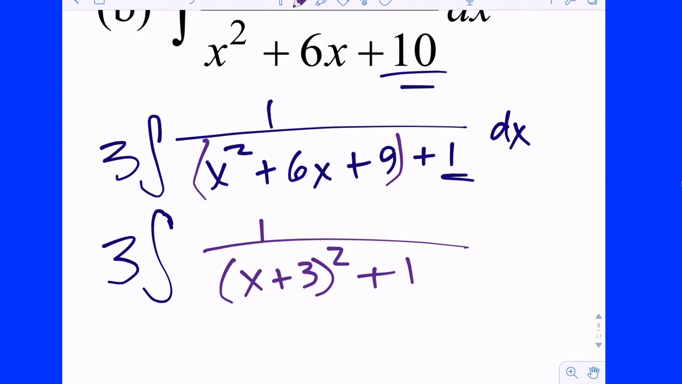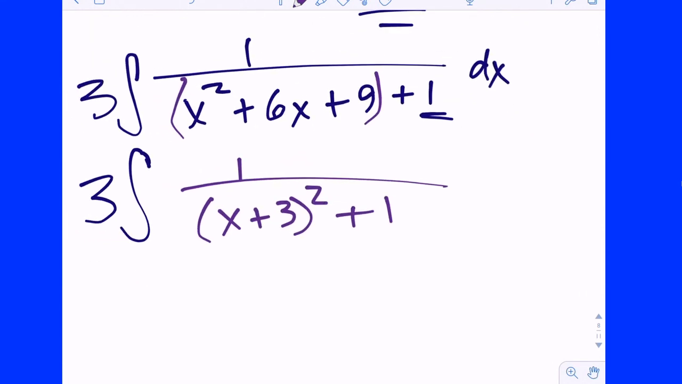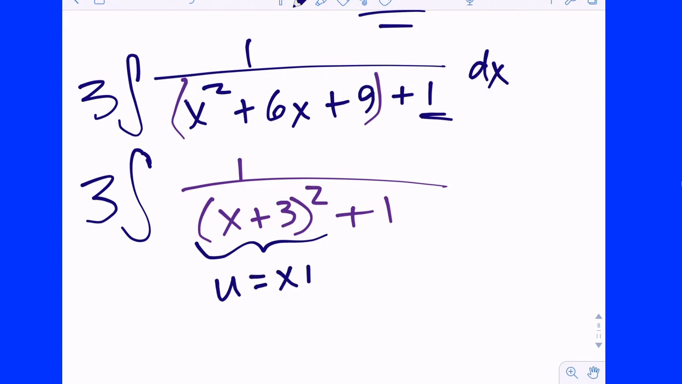Now it fits what rule? You have a function plus a number with no radical. That's an arc, not arc sine because it doesn't have a radical. It's arc tangent. This whole quantity is u squared, so u would be x plus 3. And that plus a number, that's a squared, so a is 1.